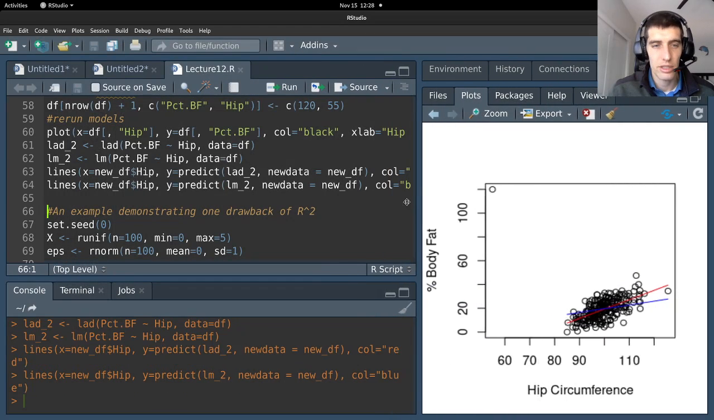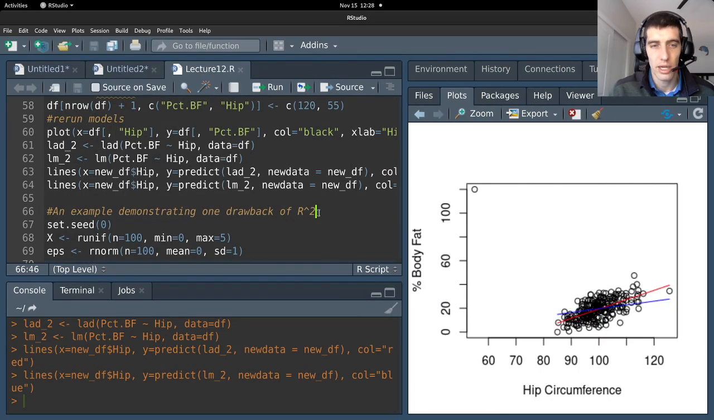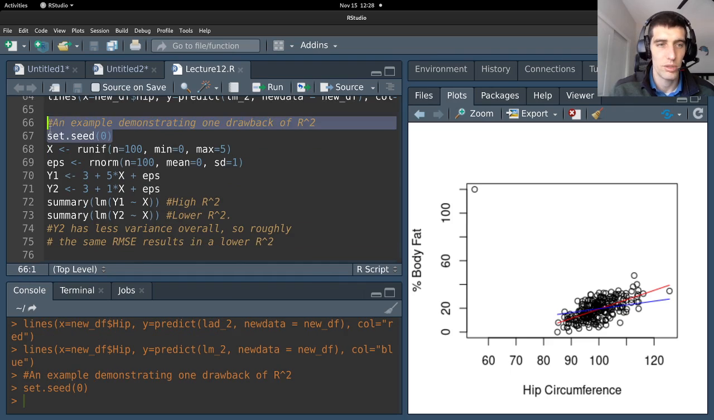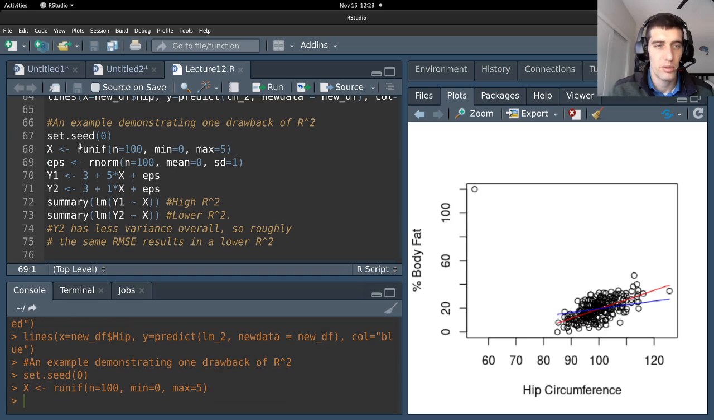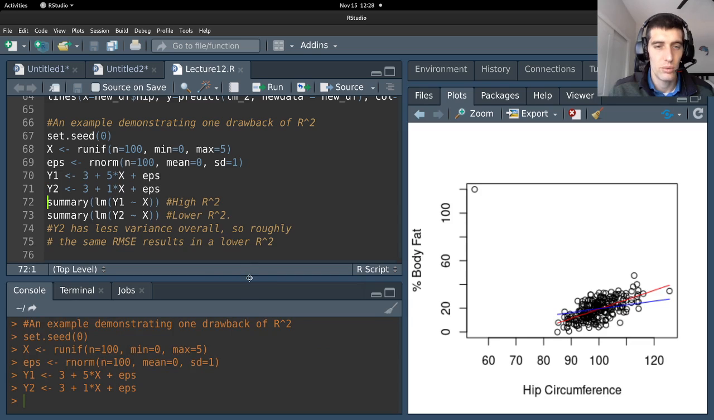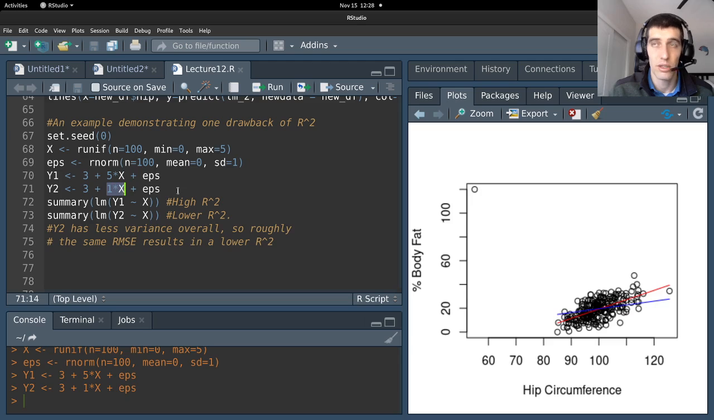Also, I mentioned this, let's talk about R squared, okay? So I'm going to set my seed for reproducibility and make an X variable. This is just a quick simulation to illustrate some of my concerns with R squared. Here's an X variable generated uniformly between 0 and 500 samples, generates some random noise epsilon, Y, which is some linear combination of X and some intercept term, and Y2, which is similar except we have a different slope here.